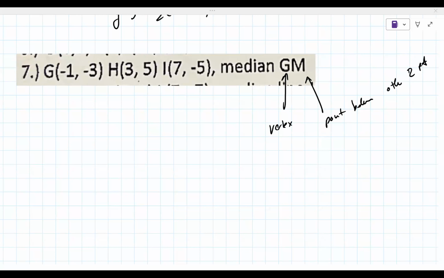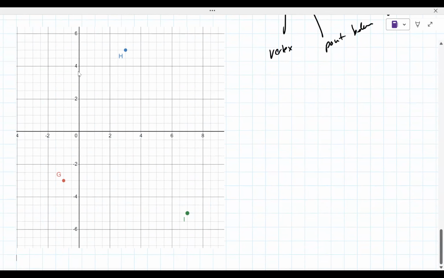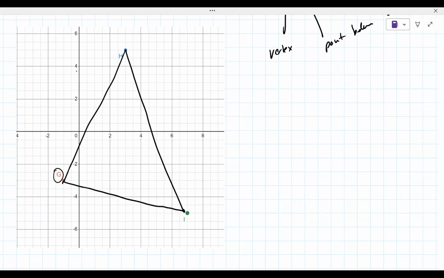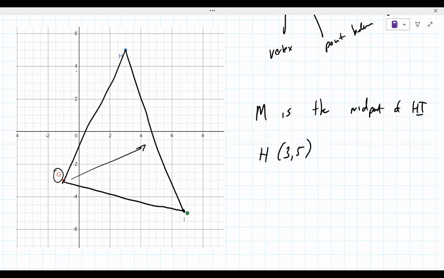Three, 5. And we got G, H, and I. All right, so here we go. I've got this graph, G, H, and I. When it says GM, you have to start at G and M is somewhere over here. M is the midpoint of H and I. H has coordinates 3, 5, and I has coordinates 7, -5. Will you calculate the midpoint for us, please?